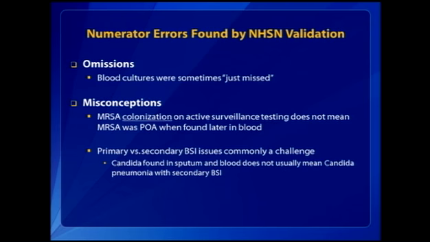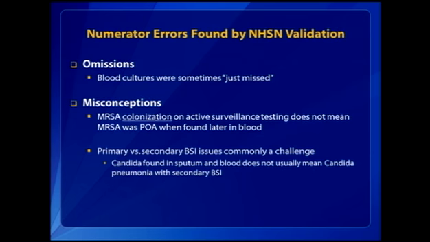Numerator errors can also occur, and I think the most obvious one that could be discovered by internal validation is omissions. Many states that have done data validation have discovered omissions, blood cultures that were sometimes just missed. And even though we all think that this wouldn't happen in our facilities, in almost every state there has always been one or a few facilities that have had overlooked blood cultures.